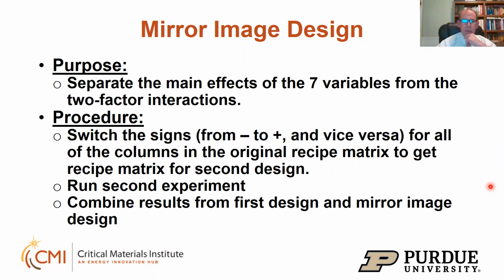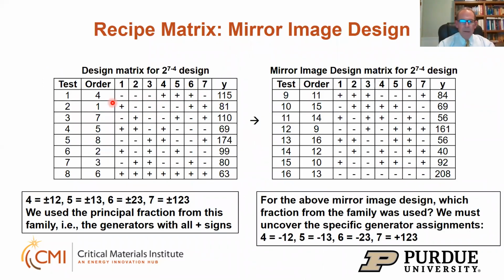So the idea with the mirror image design is to take our original recipe matrix and flip all the signs from minus to plus and plus to minus to get a second recipe matrix. All right. So that's what I've done. Took all these plus and minus signs and flipped them all over here to get this new recipe matrix. And went out and ran that experiment. Here are the responses. Now, what I don't know is, I've clearly gotten another member from that family of generators that we talked about previously in that one table.